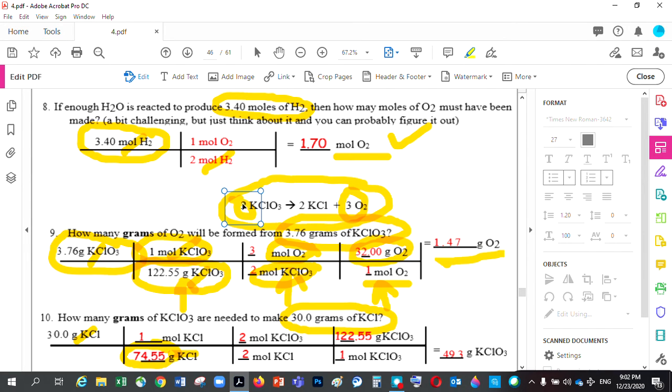Look at this 2 here, and the potassium chloride is 2. So 2 moles of potassium chlorate to 2 moles of potassium chloride. And this is multiplied by the molar mass, gram per mole. So the moles of chlorate cancel out, the moles of potassium chloride cancel out, and when you do all the calculation, you end up with 49.3 grams of potassium chlorate.